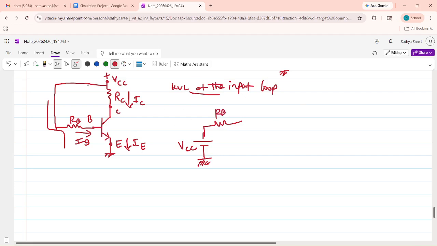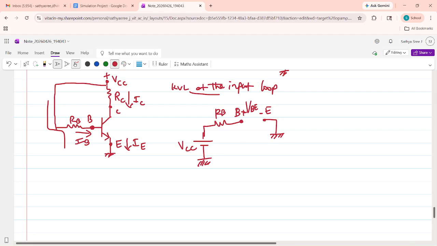The other end of the resistor is connected to the base terminal. And after that, there is the emitter terminal. The other end of the emitter terminal is grounded. So this is the input loop. Between the base and the emitter, there is a potential drop. We will call it VBE. So this is the complete loop.